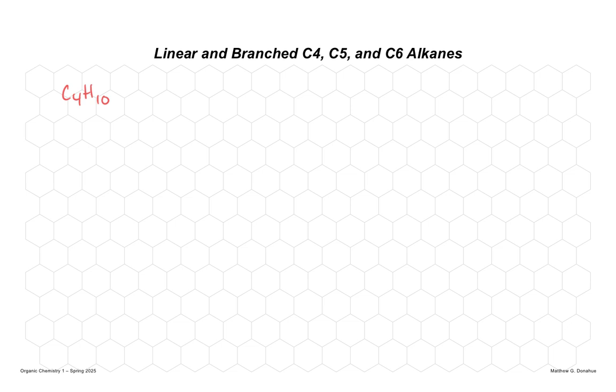So C4H10. For any molecular formula that's an alkane, there's really only one linear isomer. So for C4H10, that would be butane. But we also have a branched isomer.